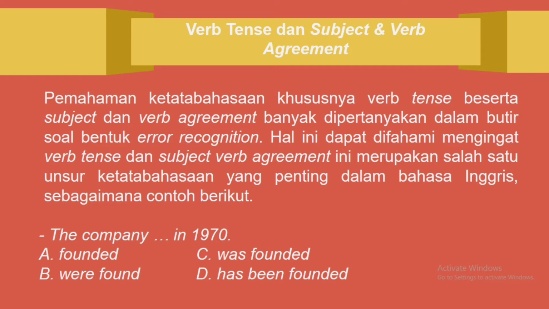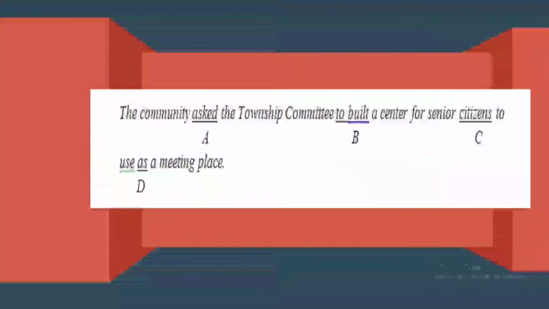Okay, we go to the next reading training. The community asked the Township Committee to build a center for senior citizens to use as a meeting place. Which one is the answer? Yes, exactly. The answer is B. Why? Because if you use to, it cannot be followed by build. It must be built, without T but with T.